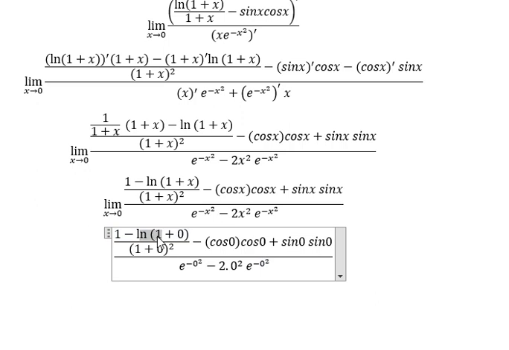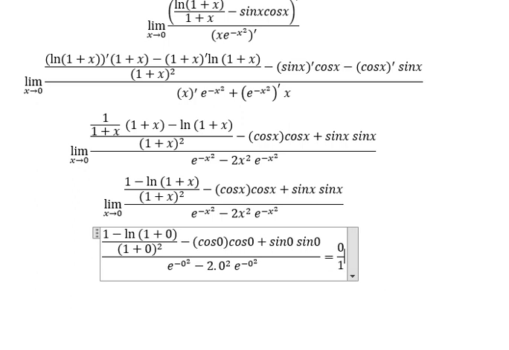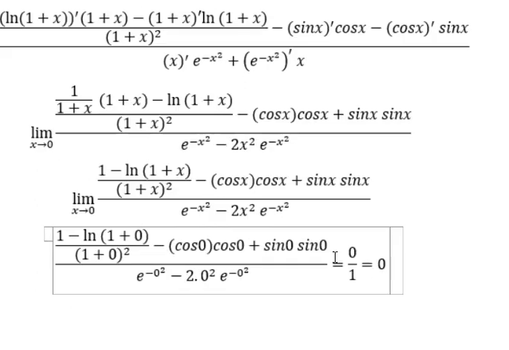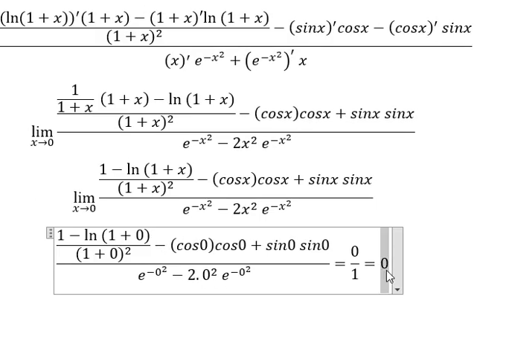We know that ln of 1 we got 0. This one we got 0. But this one we have number 1. 1 minus 1 you got about 0. This one 0. This one number 1. So we have 0 over 1 and we have 0. And that is the final answer. This is the end.